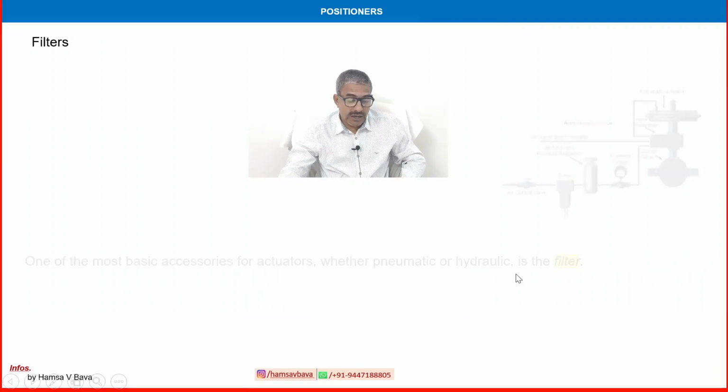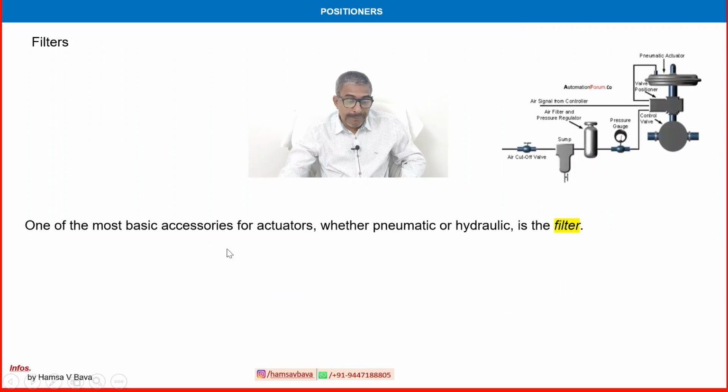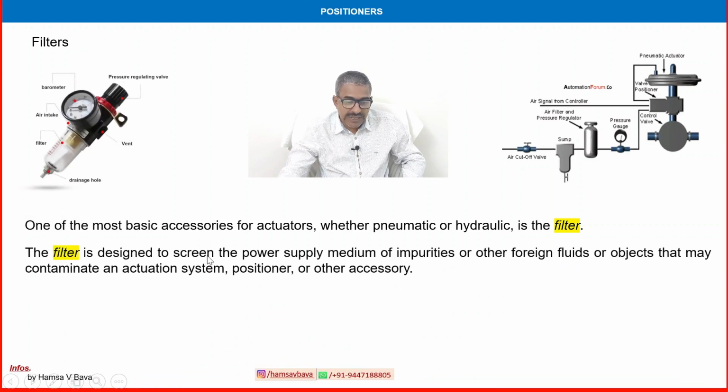Filters. One of the most basic accessories of actuators, whether pneumatic or hydraulic, is the filter. What is the filter? It is normally used to clean the incoming air. The filter is designed to screen the power supply medium of impurities or other foreign fluids or objects that may contaminate the actuation system. So air should be dry, clean and free from debris. Whatever input is going to the positioner, the air should be clean. That's why we are using a filter.